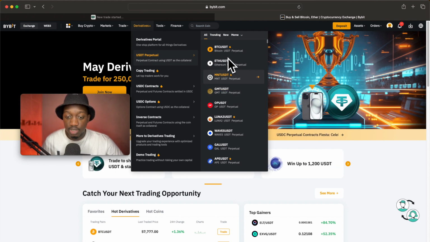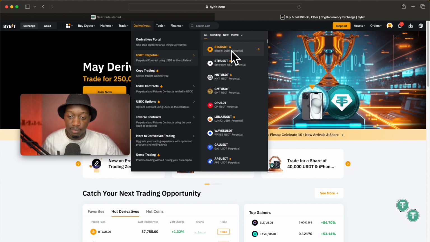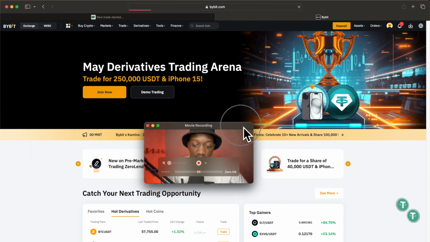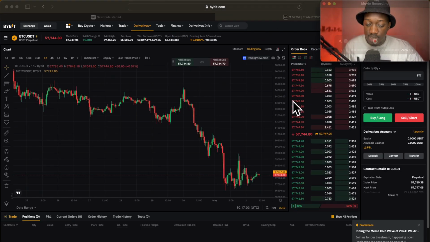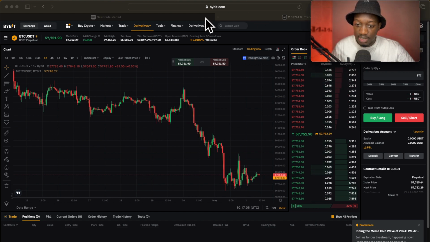But a popular one right here is Bitcoin, and this is my favorite one because I usually make a lot of money with Bitcoin pairs. So you're going to click it like that, and it's going to take you to a derivatives trading dashboard. This is a derivatives dashboard, and it's pretty easy. It's not really complicated.